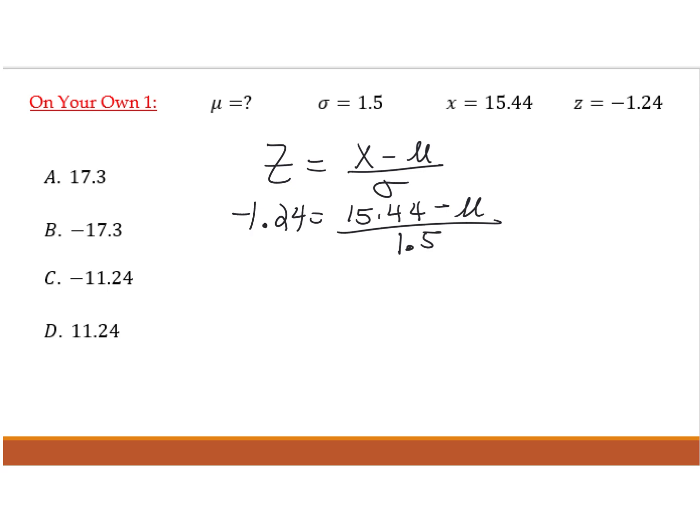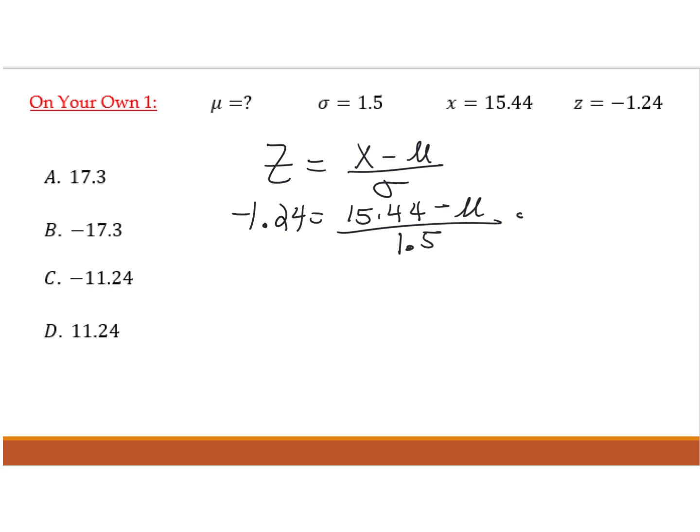So that tells me that this element x, which is 12.1, is 1.75 standard deviations above that mean. Right, in this one I am using the z-score formula, but I am not finding z. I am actually finding the value of the mean. I have gone ahead and replaced z with its value, negative 1.24. X is 15.44. We're finding the mean, so it's going to be minus mu divided by 1.5.